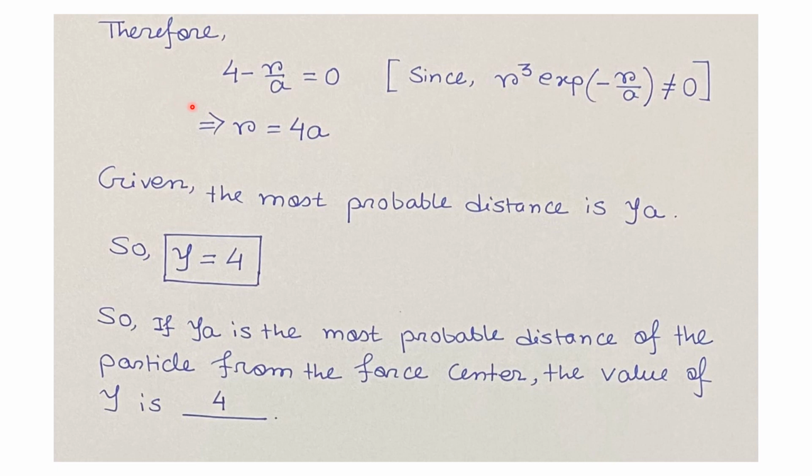Therefore, we can say 4 minus r by a equals 0, since the other terms, that is r cubed times exponential of minus r by a, cannot be 0 here. So from here we will get r equals 4a. Given the most probable distance is gamma a, if we compare this with 4a, then we get gamma value is 4. So if gamma a is the most probable distance of the particle from the force center, then the value of gamma will be 4.